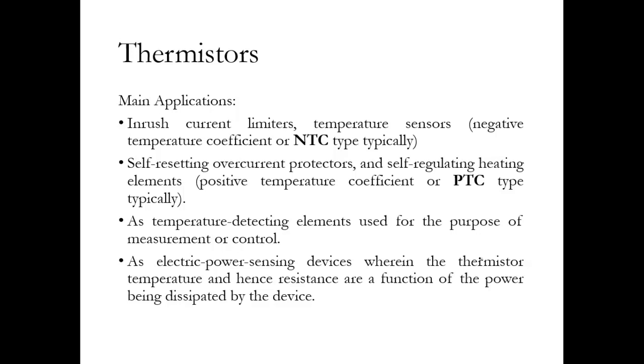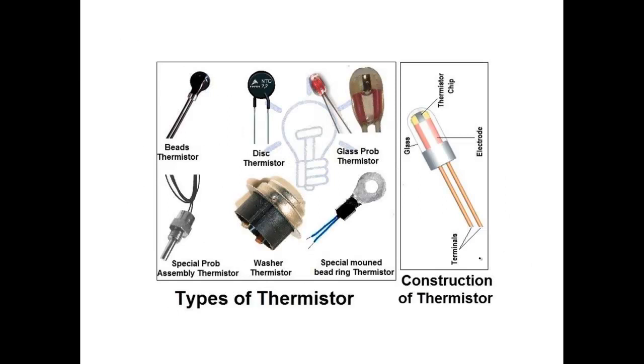So you should keep in mind that thermistors are mostly composed of semiconductors, and they are mostly used in electronic or electrical circuits. This is how they look physically. You have bead thermistor, disc thermistor, glass probe thermistor, washer thermistor, and special probe assembly thermistors. All of these have considerable application in electrical and electronic circuits, where we want to limit the current going through a circuit, because it can really damage the circuit.